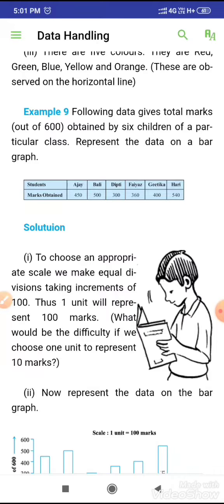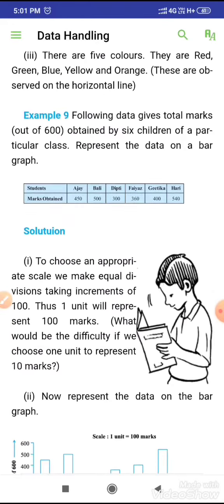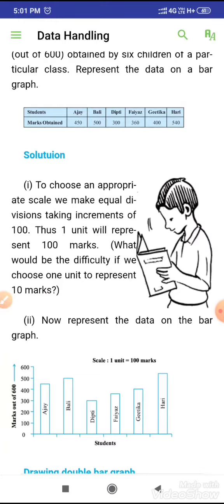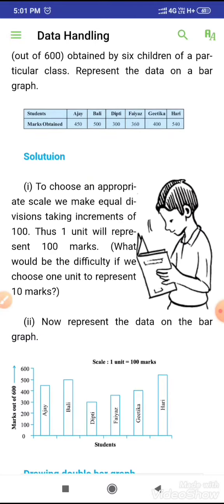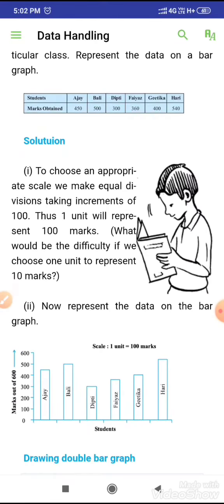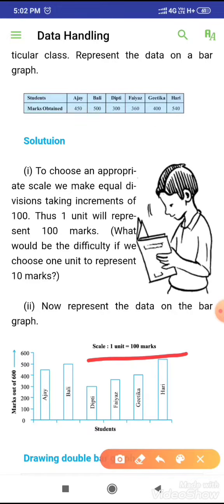So before plotting the graph of this question, first we choose a scale that is suitable for us. Here the maximum value is 540. So we choose our scale as 1 unit is equal to 100 marks. It means one box or one block of your graph sheet represents 100 marks, 2 boxes represent 200 marks, 3 boxes represent 300 marks, 4 boxes represent 400 marks, and so on.